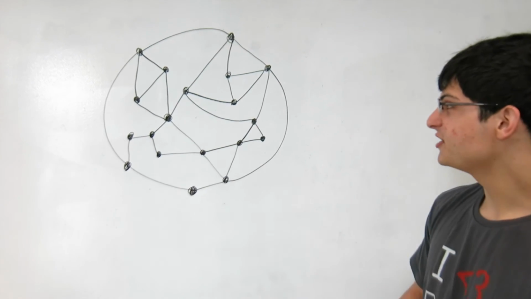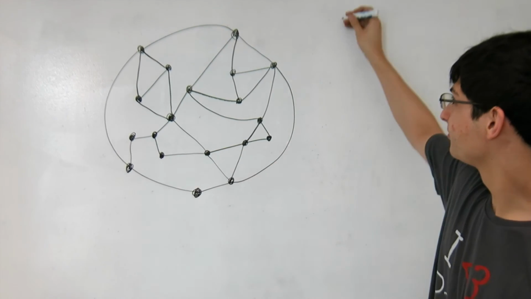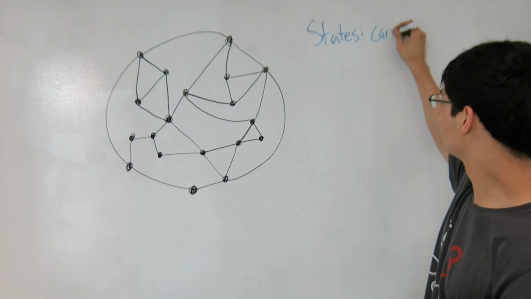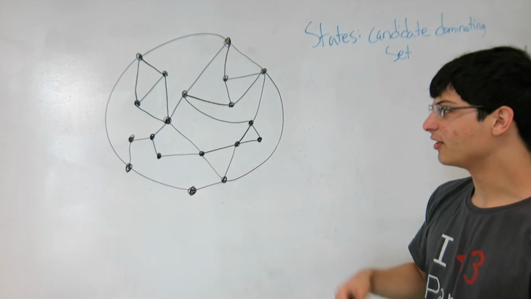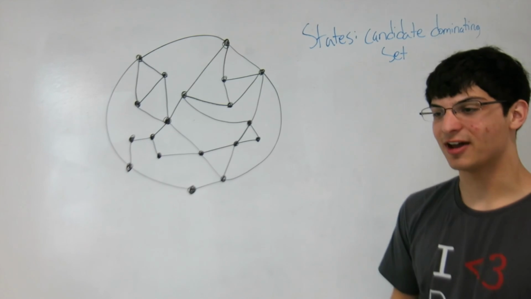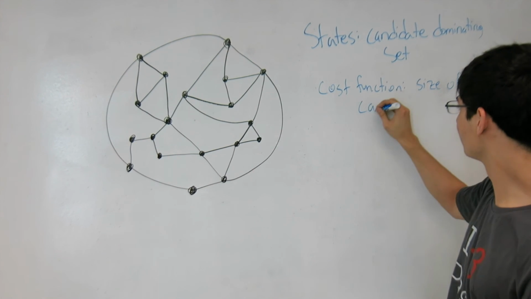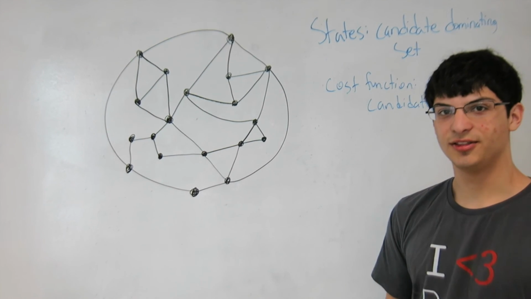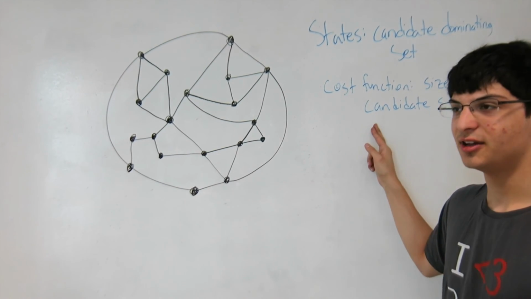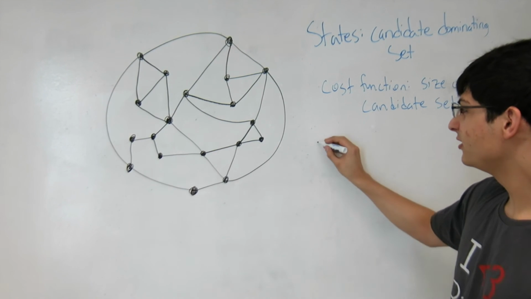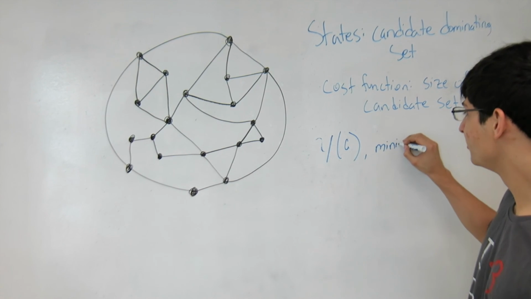In this case, the states are going to be the vertices in a candidate dominating set. And in this graph, the cost function is going to be the size of every candidate set. The overall aim of a combinatorial optimization problem is to minimize the cost. In this case, we want to find, again, gamma of G, which is the minimal size dominating set.